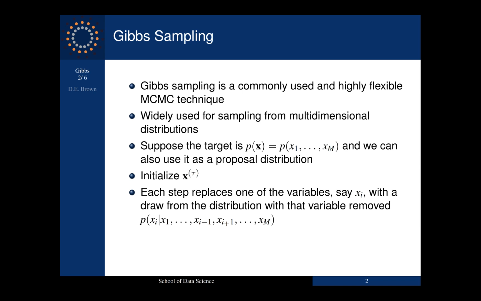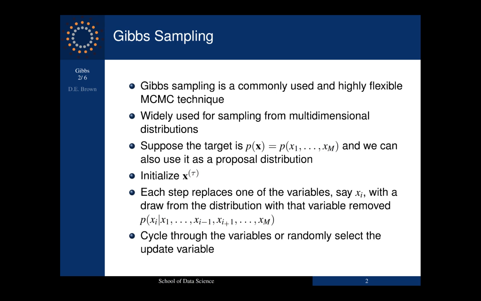Gibbs sampling works by replacing one of the variables, let's say xi, from this vector set of variables x1 through xm. We're just going to take one of those variables xi, and we're going to draw from a now univariate distribution with that variable removed. So we take xi, and we say, what's the probability or the density for xi given all the other variables fixed? So we're only sampling across one dimension in that m-dimensional space.